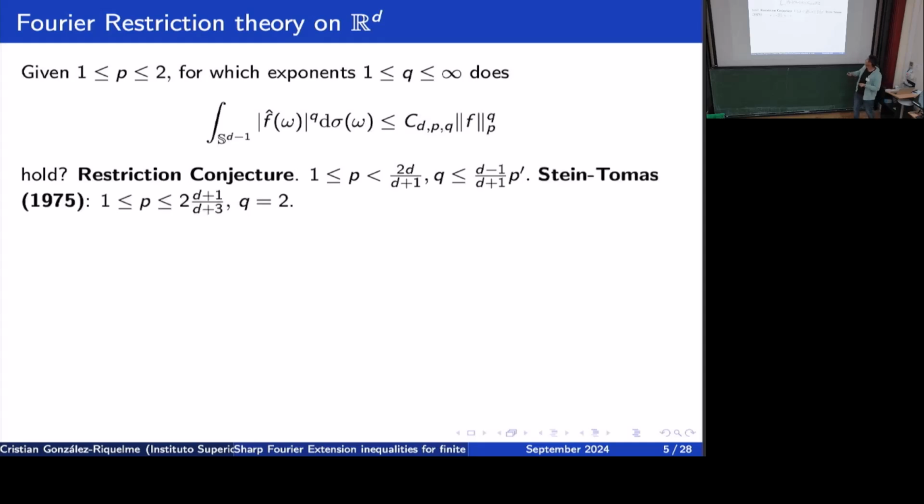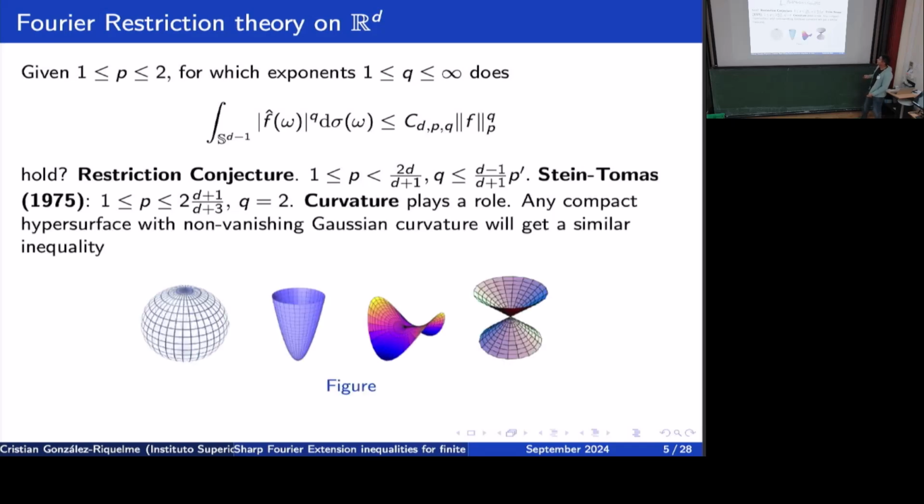In fact, the Stein-Thomas result in 1975 tried to solve this problem and got the optimal exponents for when the exponent q is equal to 2. And you get to this point, that is called the Stein-Thomas endpoint. This case will be very important for us later. Here curvature plays a significant role. As Professor Josevich mentioned before, if you have something that is completely flat, you cannot expect to get restriction estimates. But if you have meaningful curvature, you can expect to get some kind of restriction estimate. These are the most canonical examples, connected with some PDEs.